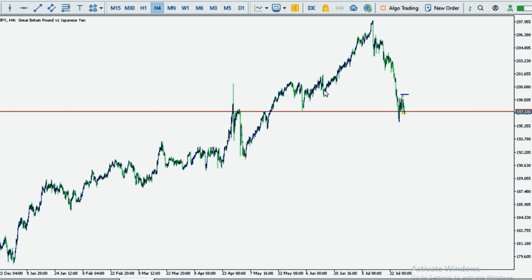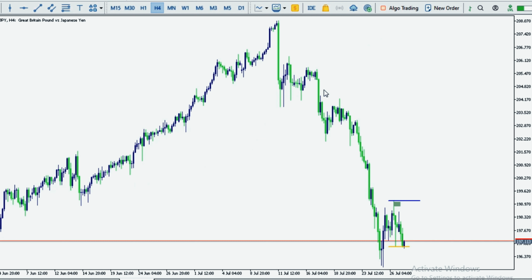But at some point, the market came down and just broke below this recent higher low. That told me that now the trend is no more an uptrend. It's a downtrend. You can see right here, the market broke below this recent higher low, so the market is no more in an uptrend and is falling.